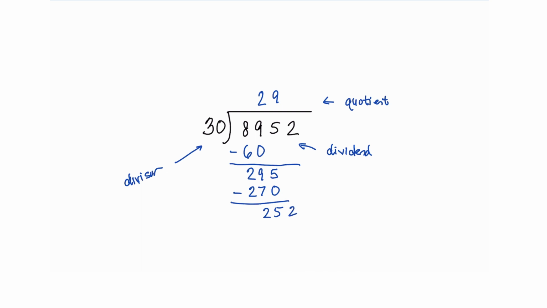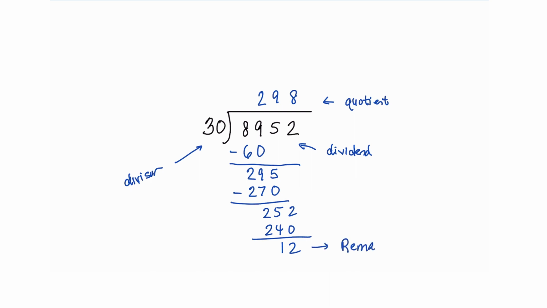And now we want to divide 30 into 252. That will go 8 times because 8 times 30 is 240. So we put an 8 there. 8 times 30 is 240. And that means we have 12 left over. We have no more numbers to divide. So that 12 is the remainder.